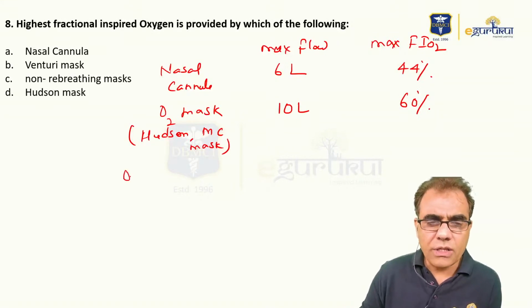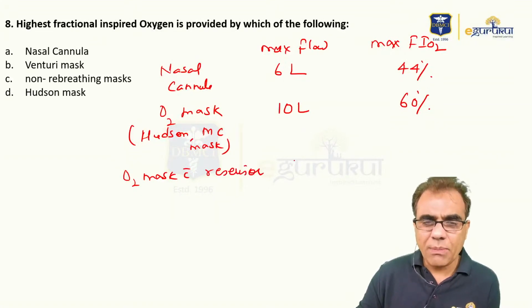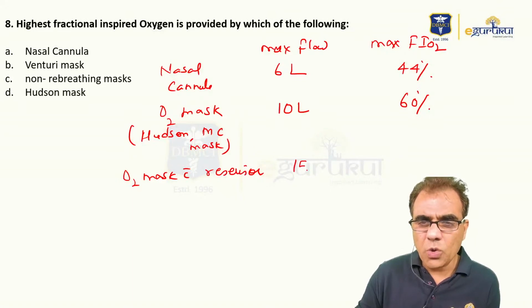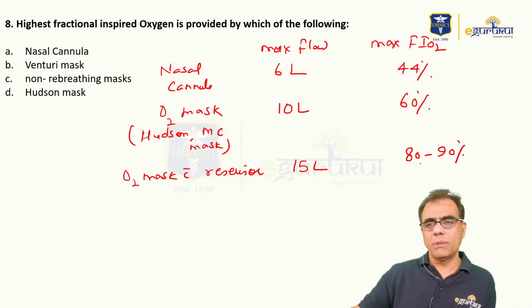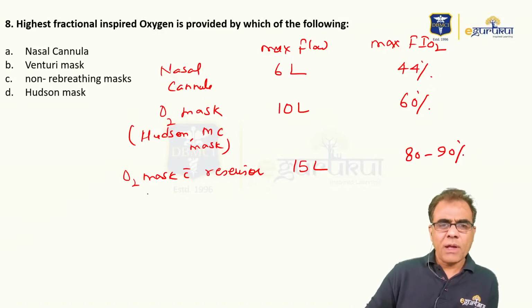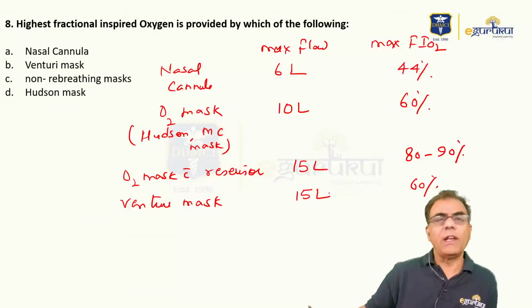Then oxygen mask with reservoir. Maximum flow you can use is 15 liter, and you can give up to 80 to 90%. Some people say 100%, but 100 is not possible. Around 80 to 90%. And then there is the venturi mask. With venturi mask, the maximum oxygen you can deliver is 60%, and that is seen at 15 liter flow. So this is very important to know.